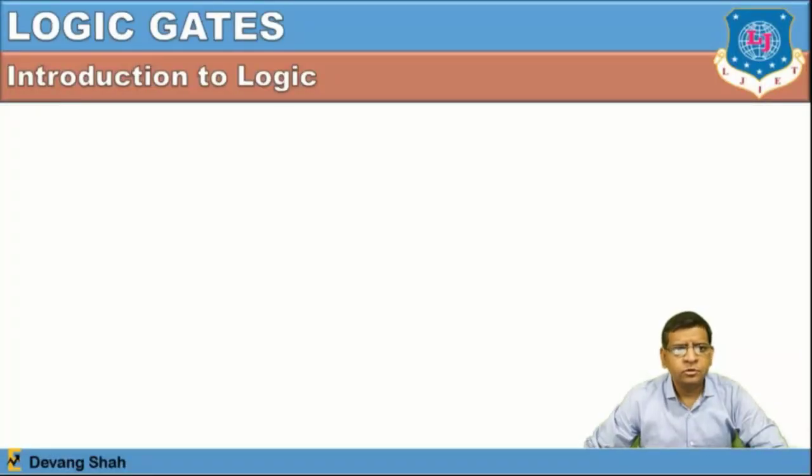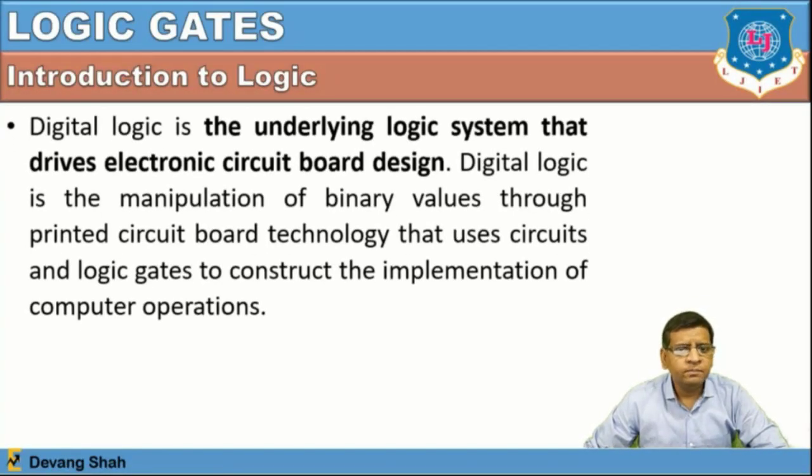So earlier we defined digital logic as the underlying logic system that drives electronic circuit boards. Digital logic is the manipulation of binary values through printed circuit board technology that uses circuits and logic gates to construct the implementation of computer logic. We use different kinds of logic gates or modules. Those logic gates make a specific digital module or digital circuit, and that circuit follows a specific kind of algebra, which we define as Boolean algebra.